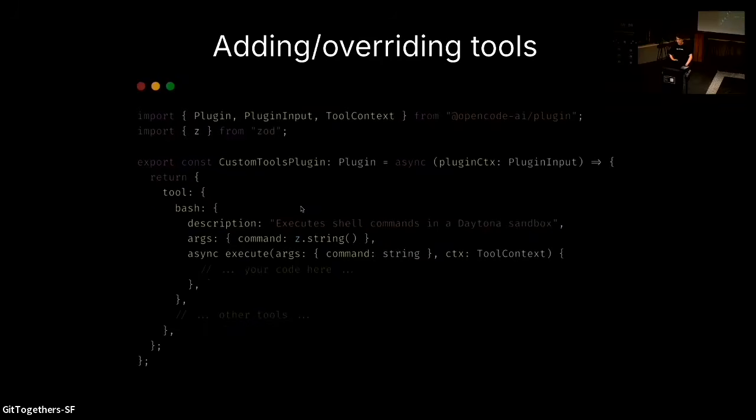OpenCode, unlike Claude Code and the other command line agents, allows you to actually create custom plugins, which means that you can override each of the tools. It has tools like read file, write file, edit a file, run bash commands. So all you do is define this plugin object. You give a description for each tool, you give the arguments for the tool, and then you define a custom function. And yeah, that's the format.